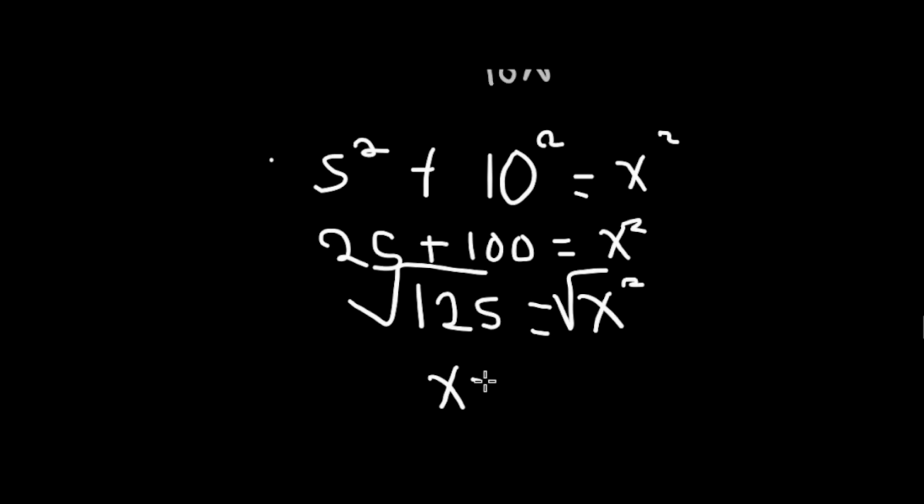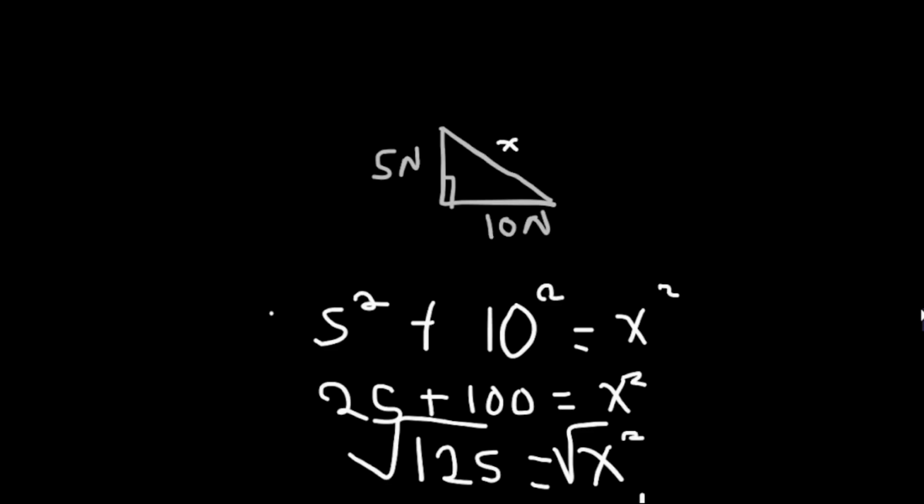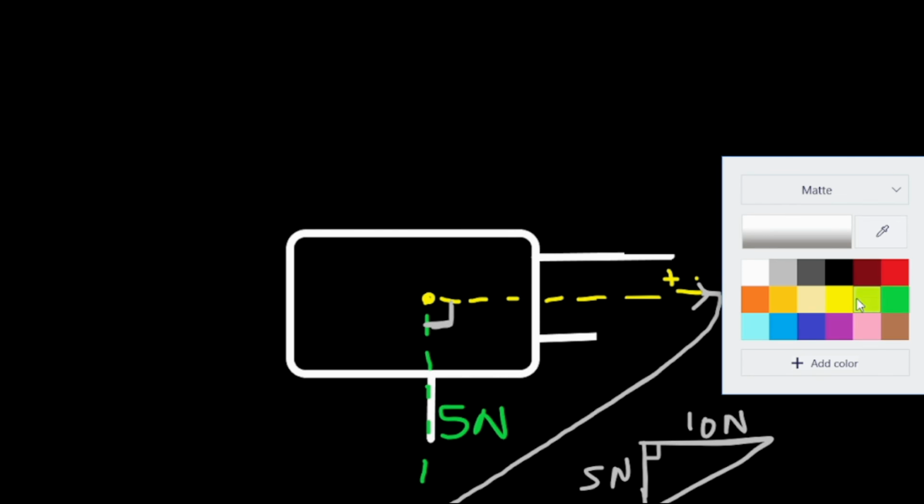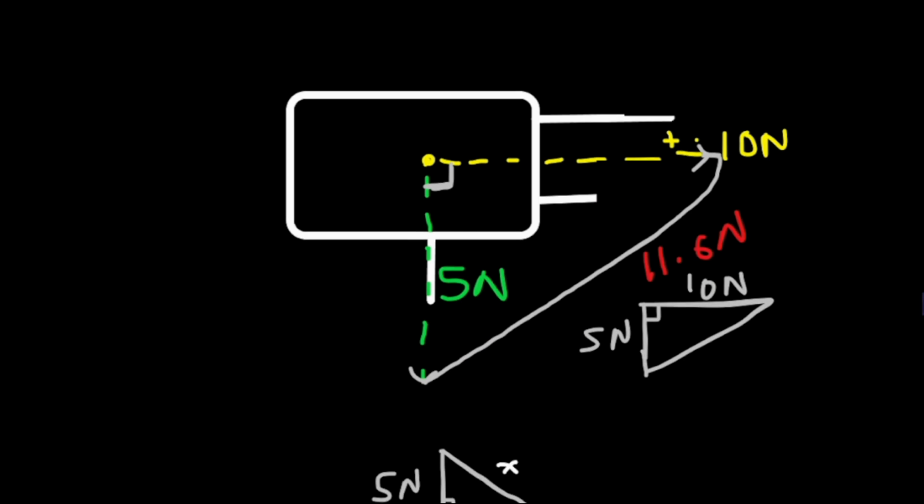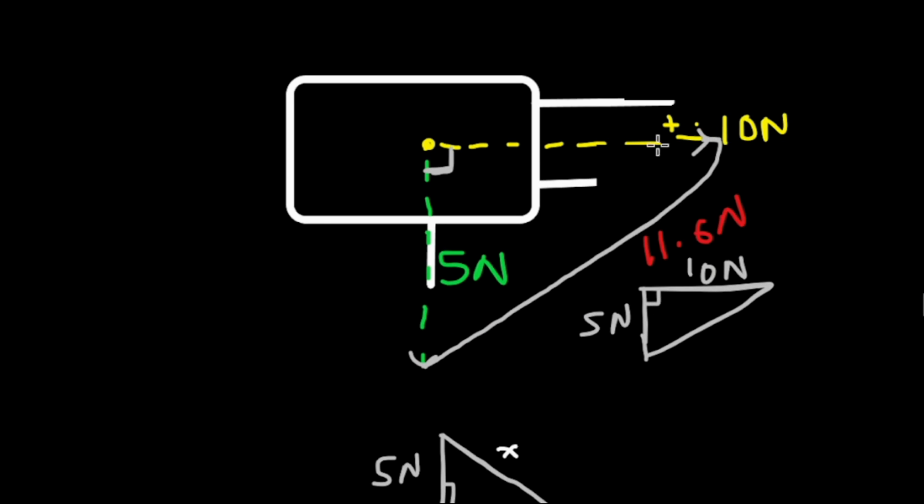So we end up finding that our x is 11.6 newtons. So what this entails is that the resultant force is 11.6 newtons. So just like that, we have calculated our resultant force, because we had the force moving in this direction and the force moving in that direction.